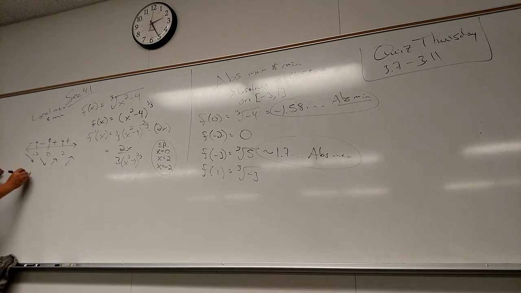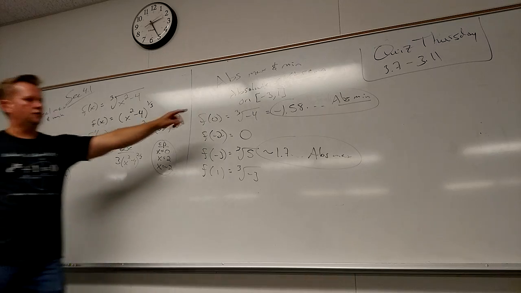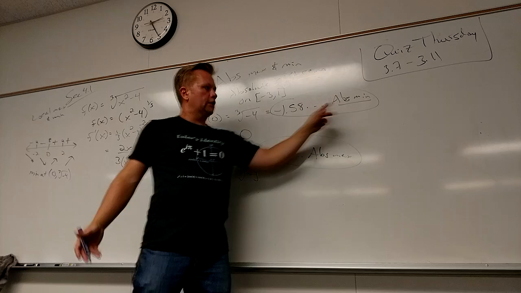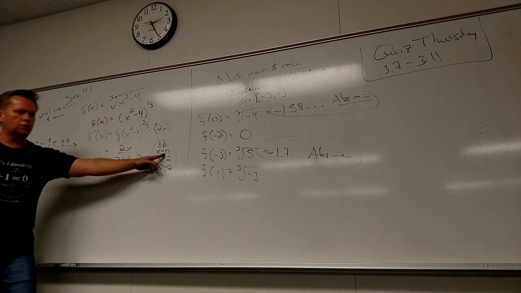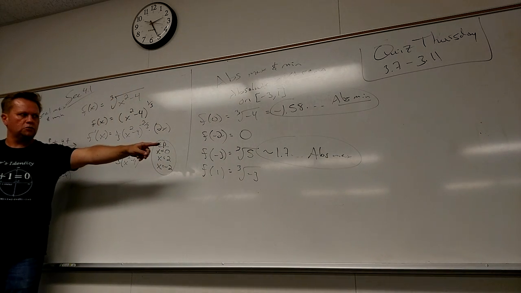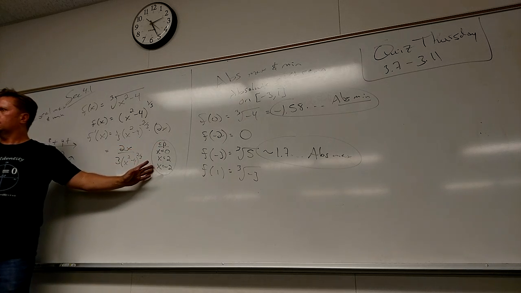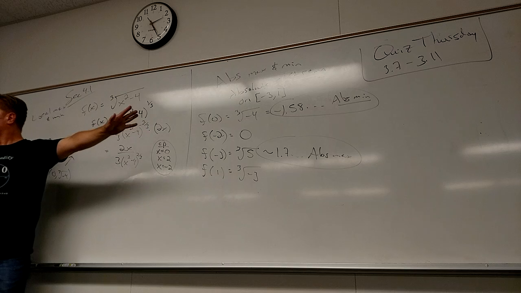So there's a min at 0, cube root of -4. Now that we sort of could have guessed. That's our absolute min, right? And it was at a critical point. You can see our absolute max there, look, it didn't happen at a critical point, did it? It happened at the endpoint.